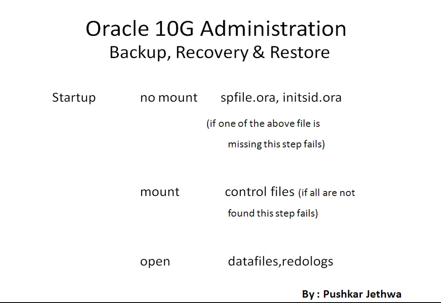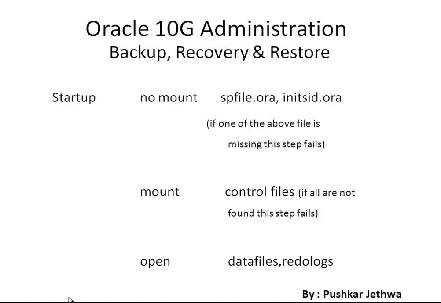Now, before I show you how to back up the control files, let's see at what stage what error comes. Now, we start up the database and in the TNS listener, if the server parameter file is corrupted or not found, or the initialization sid.ora files are not found or they are corrupted, then the startup nomount stage fails. Well, if all the control files are missing, then the startup mount step fails. If one of them is missing, then it shows a warning, and we can see which one of the control files is missing by seeing the alert logs.